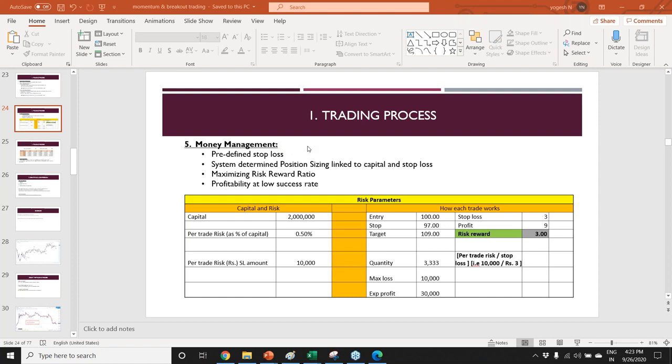Dr. Reddy gave a breakout due to the Russia vaccine. See, Russia vaccine or whatever vaccine that is, we as technical traders don't look at it. We have to just look at the breakout candle and the volume and the compression that happened before that, right?